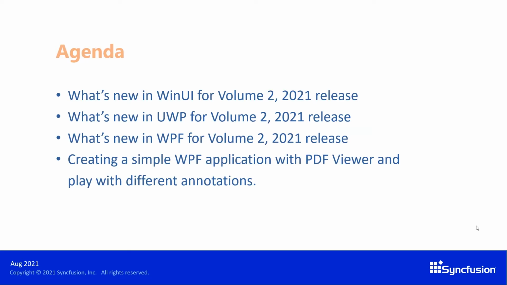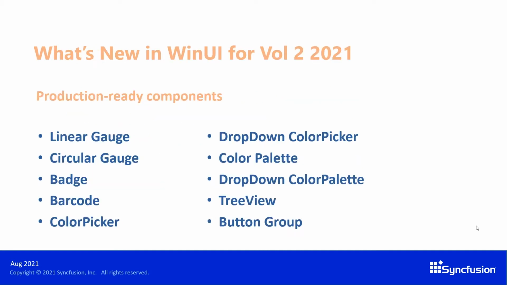In this session, we are going to see about the latest updates in WinUI platform for the Volume 2 2021 release, along with the updates in UWP and WPF platforms. Also, like I said before, we are going to create a simple WPF application and include a PDF viewer, and we are going to add, edit and delete, import and export annotations in the PDF document. Let's first see about the latest updates in our WinUI platform.